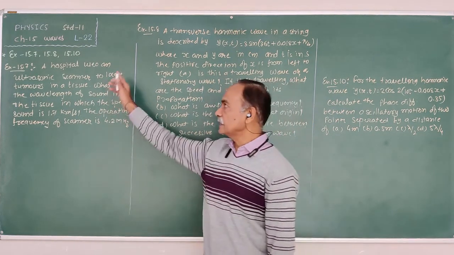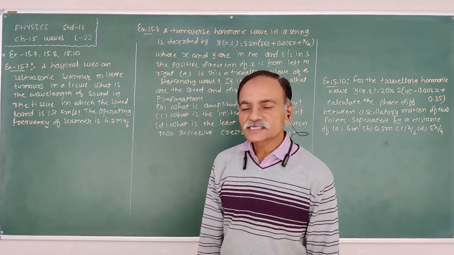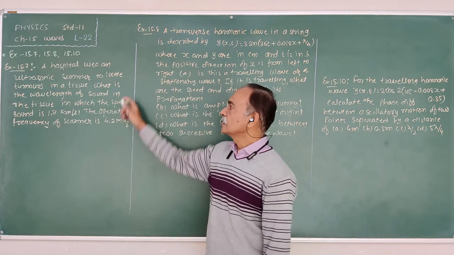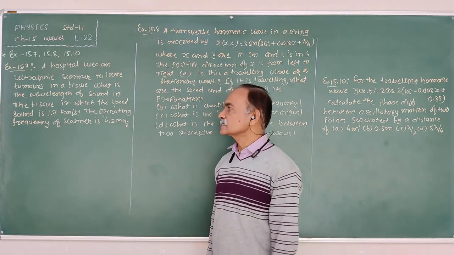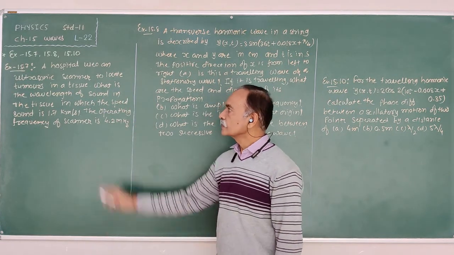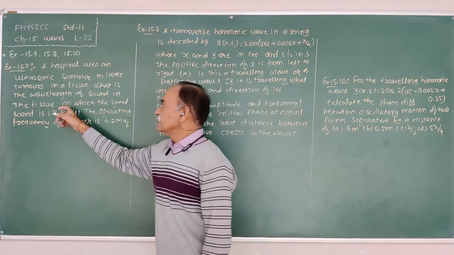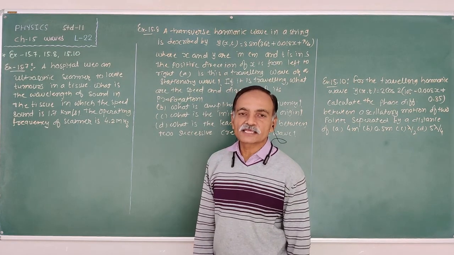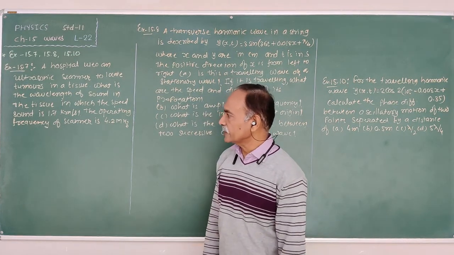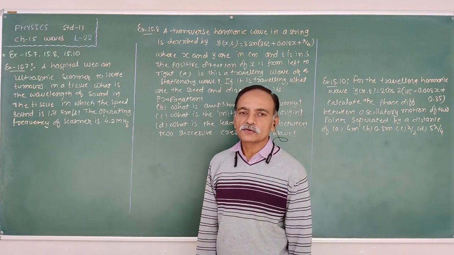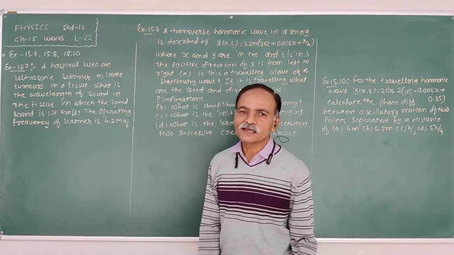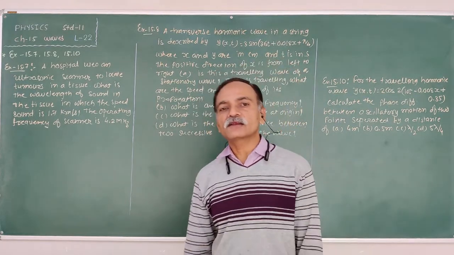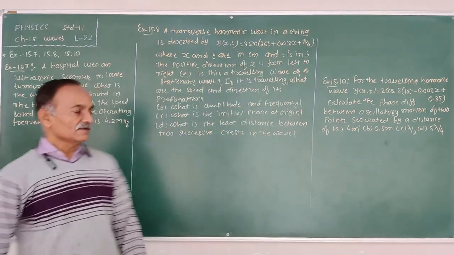Now listen, in a hospital, the ultrasonic scanner is used to locate the tumors in a tissue. What is the wavelength of the sound in the tissue, in which the speed of the sound is given as 1.7 km per second? The operating frequency of the scanner is 4.2 megahertz. This numerical may be asked for a 1 mark question in the board exam and also in NEET and competitive exams. Now listen here.